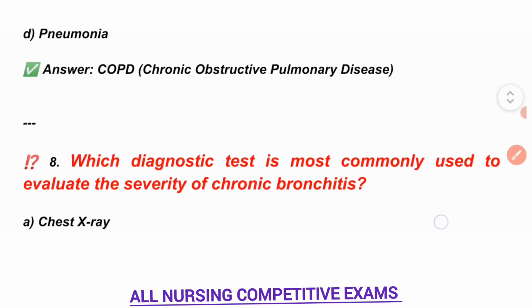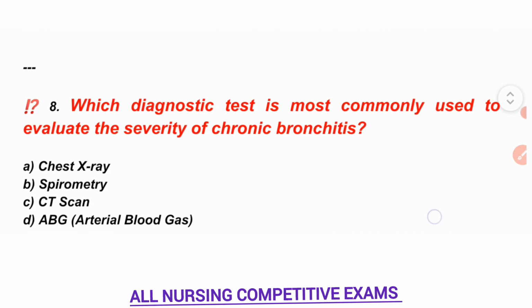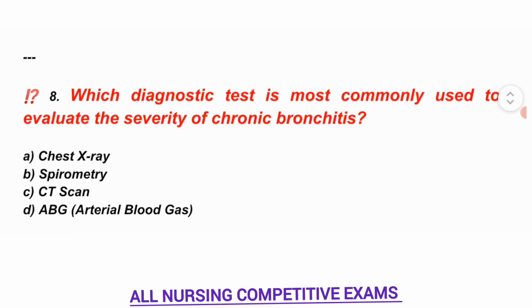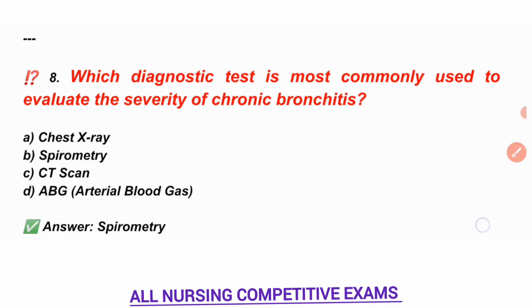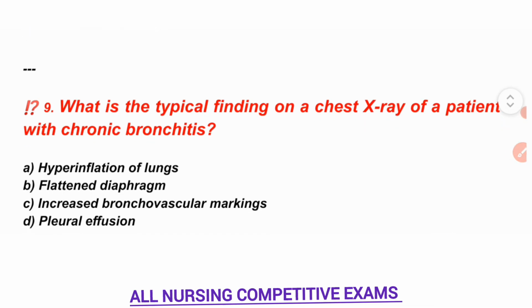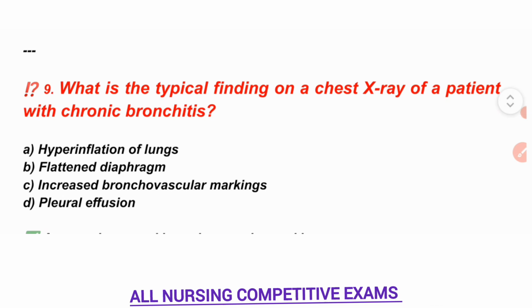Question number 8. Which diagnostic test is most commonly used to evaluate the severity of chronic bronchitis? The right answer is option B, spirometry. Question number 9. What is the typical finding on a chest X-ray of a patient with chronic bronchitis? Right answer is option C, increased bronchovascular markings.